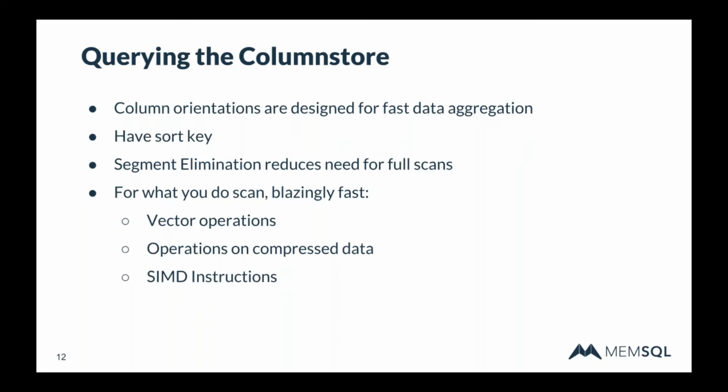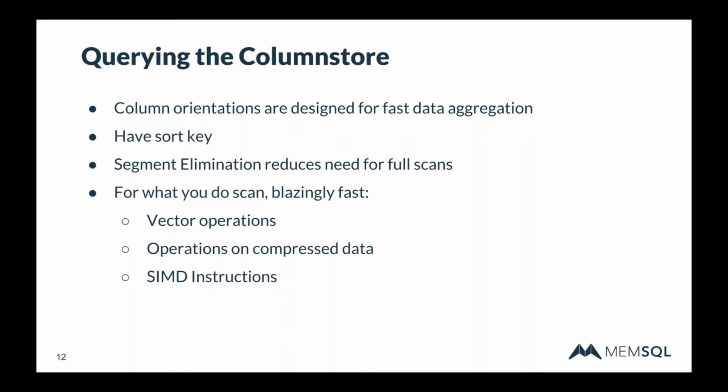And so in our column stores, they have a sort key, and I mentioned the concept of a segment, where each table is broken into 1,000,000 row chunks called segments. The data is sorted by your sort key if you want. You can specify no key if you don't feel you need one, but typically you'll specify a sort key, like a time column, which is often used. And then we can do what's called segment elimination to reduce the need for full scans.